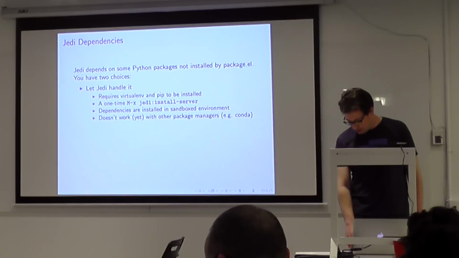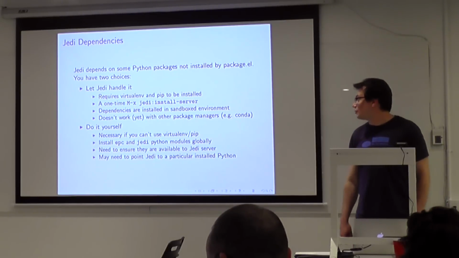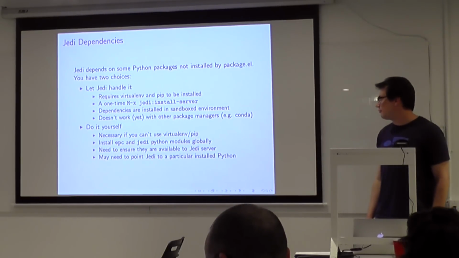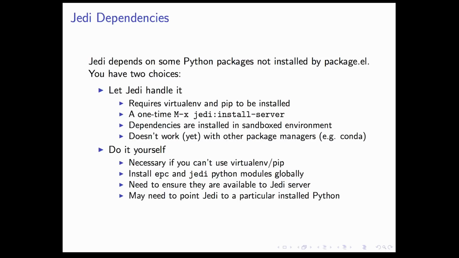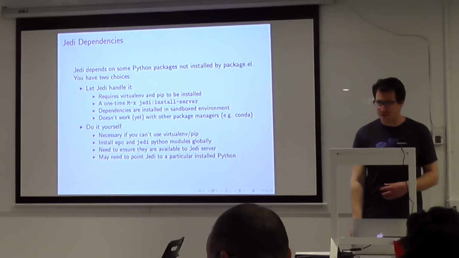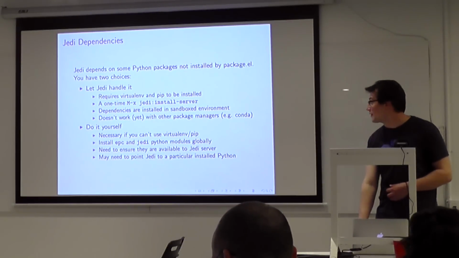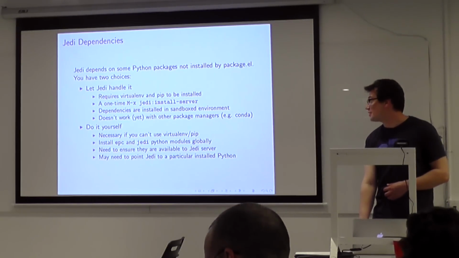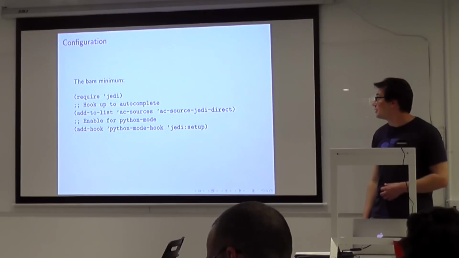And so if you can't use virtualenv, you're left to do it yourself. Which means that you'll have to do a pip install EPC, pip install Jedi, globally. You'll have to ensure that when you start Emacs, those modules are in a place where they can be found. And that may involve pointing Jedi during startup to a particular installed Python. I'm going to discuss a quick function for doing that as a sidebar later on, but just FYI, that's why I'm going to mention it.